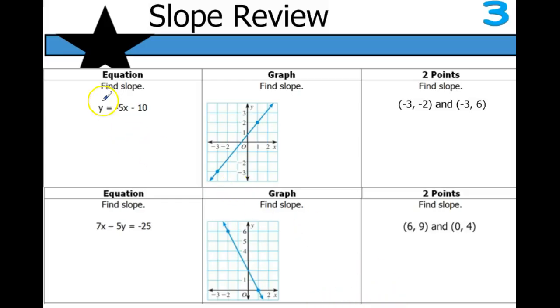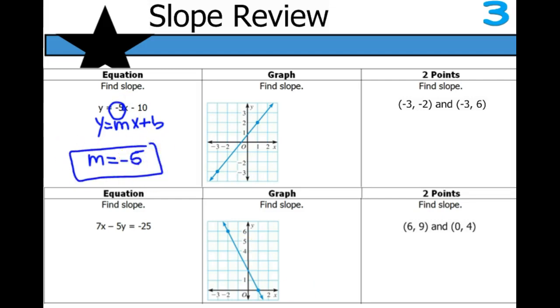So first, a little slope review. Finding slope. This is in the form y equals mx plus b. So m, our slope, is just right here, -5. Next, slope from a graph, we're going to count rise over run. So from here to here, I'm rising 1, 2, 3, 4, 5. And I'm going to run 1, 2, 3, 4. So my slope is 5 over 4.